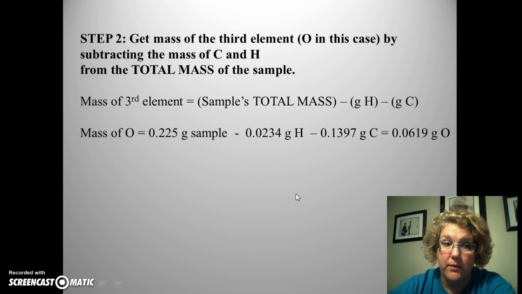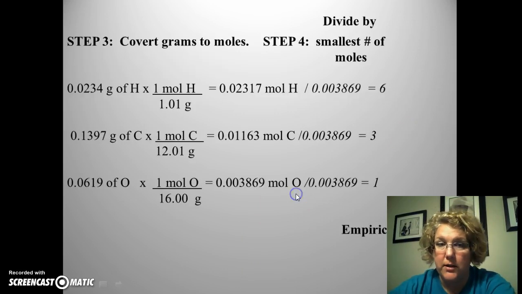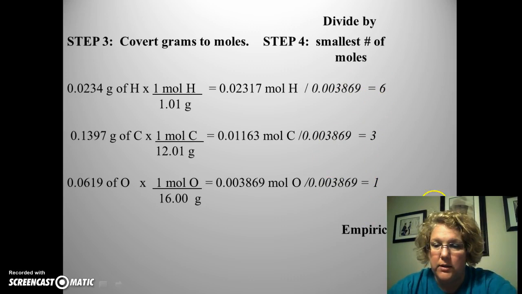Well, now we have grams of everything. So, grams to moles. You convert them to moles. There it is. Made sure not to round too much. And then we divided by the smallest number of moles. And there's our answer. Well, you can't see it right now, but it's C3H6O.